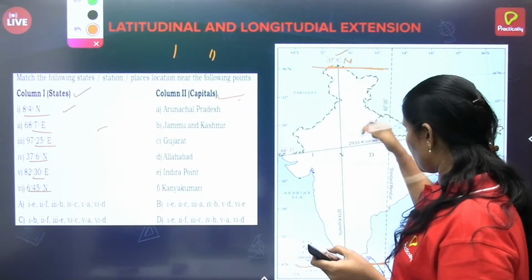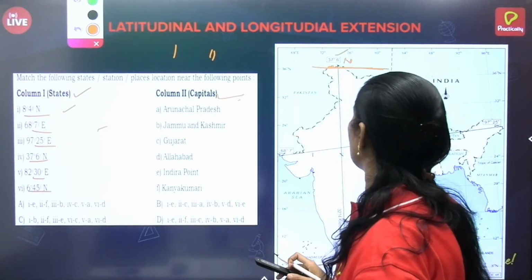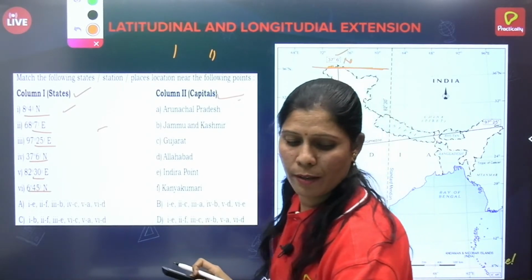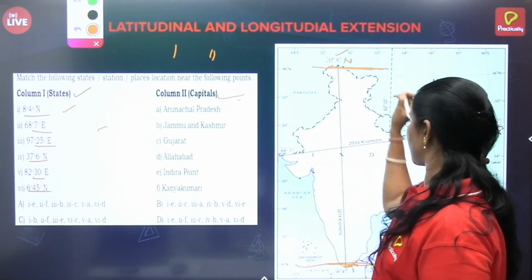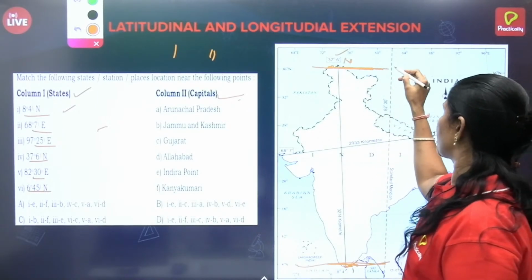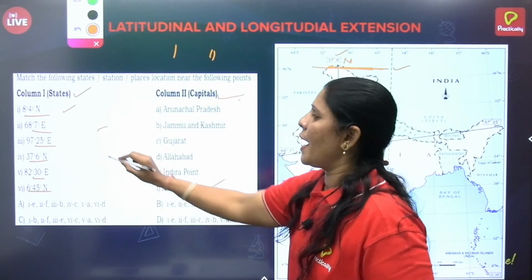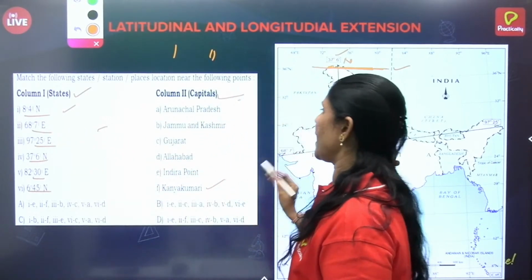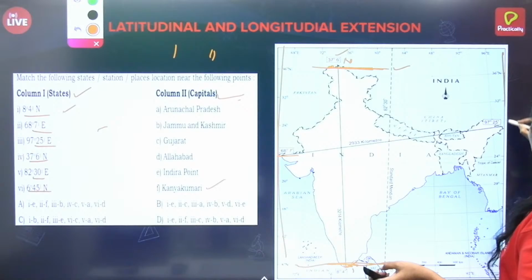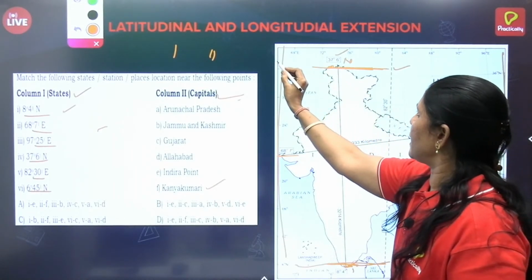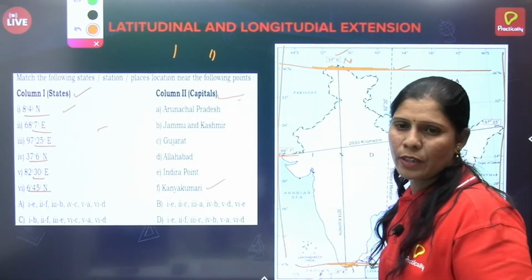So India spreads in between these two latitudes. And 8 degrees 4 minutes is Kanyakumari. Let us have a look at 68 degrees. You can see this is the longitude. These two are the longitudes. Latitudes are the lines drawn parallelly. Longitudes are the lines which are drawn vertically.